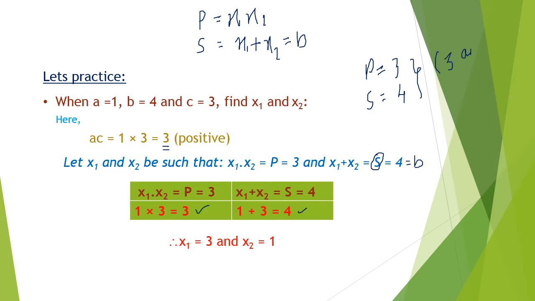Now let's check it. Let's multiply 3 and 1. What do we get? We get the product 3. Let's add 3 and 1. What do we get? We get the sum 4. Now see, if we practice more of this type of question, it will be very easy when we do other exercises.